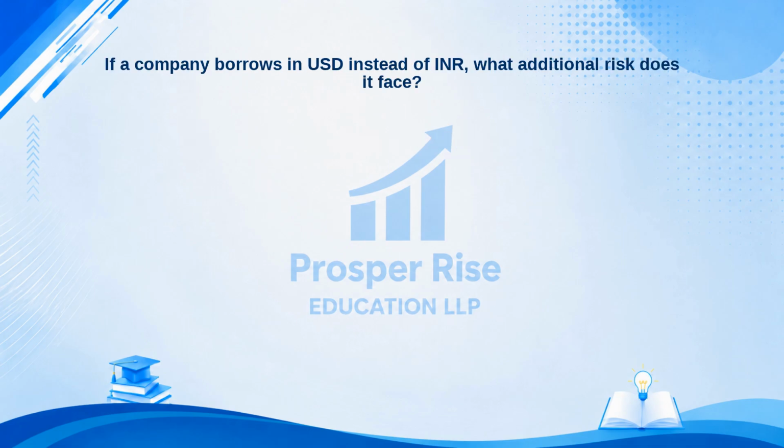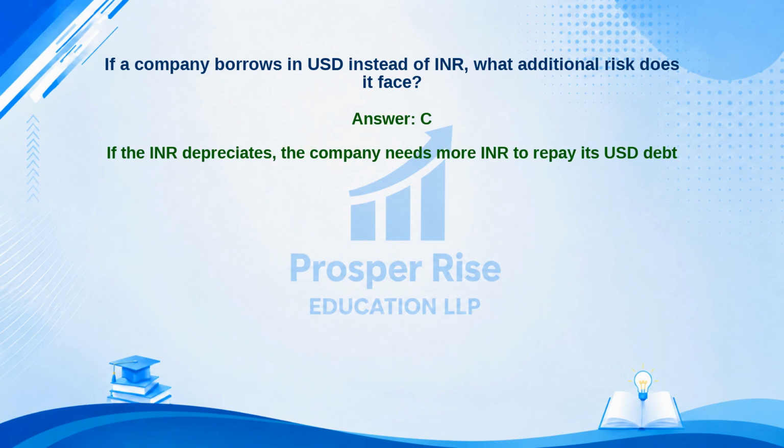Let's look at this next question. If a company borrows in USD instead of INR, what additional risk does it face? Here are your options. A. Market risk. B. Liquidity risk. C. Foreign exchange risk. Or D. Regulatory risk. Take a moment to pause the video and decide. The correct answer is option C. Let's see why. If the INR depreciates, the company needs more INR to repay its USD debt.